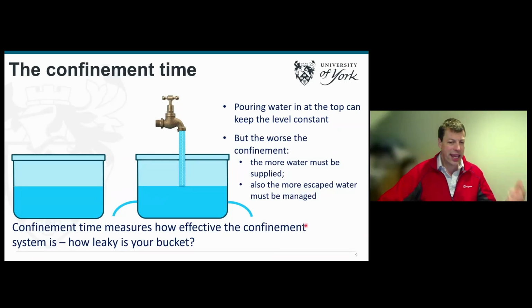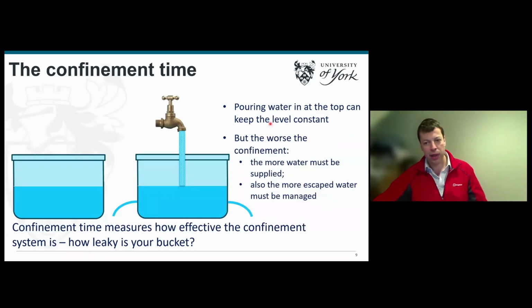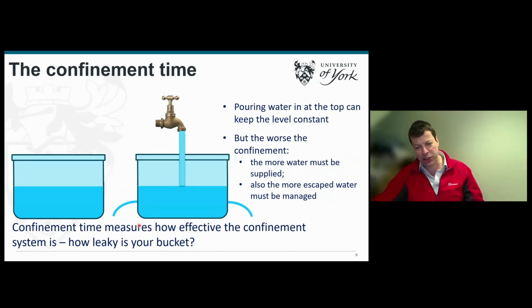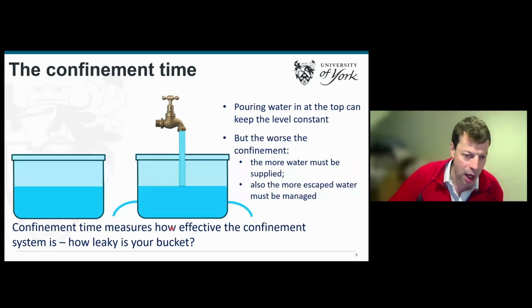I can keep the amount of water in the bucket the same by pouring water in the top, can't I? So if my goal is to keep the bucket full, I can do this by pouring in loads of water. But obviously, the worse the confinement, that is to say, the lower the confinement time, the more holes there are, the more water I have to pour in, which, if I'm trying to keep my bucket full and have a finite supply of water, is bad. But also, I've got to do something with all this water that's leaking out. And you might see where this analogy is going a bit later on. So confinement time fundamentally measures how effective the confinement system is. So how leaky is our bucket?